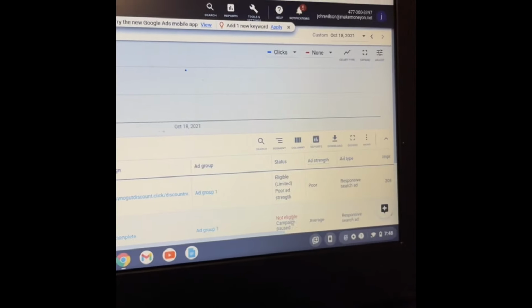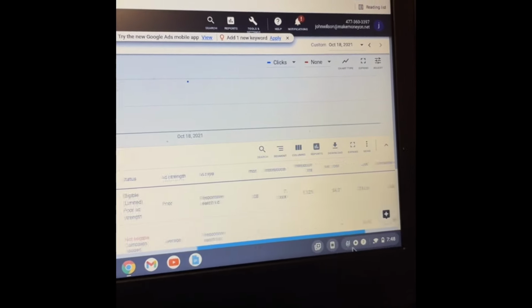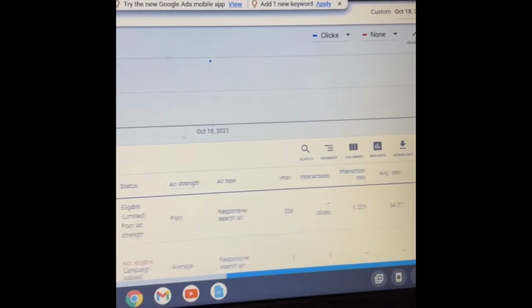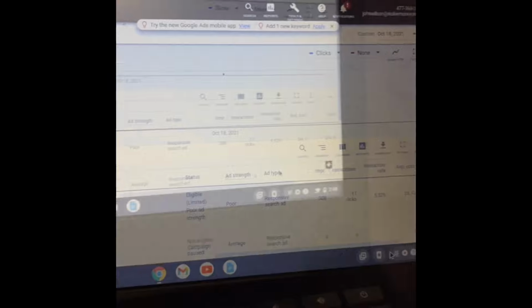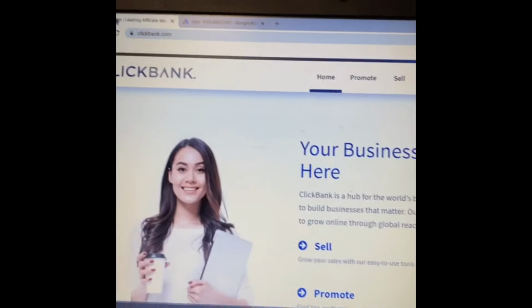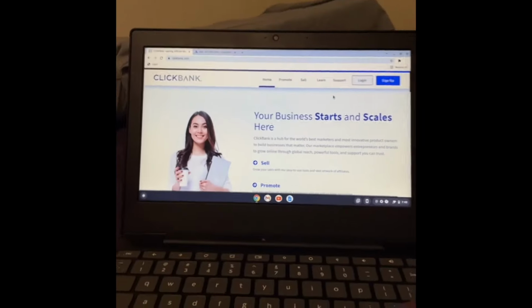Click on the ad. Okay, the ad. Yeah, the interaction rate is 5% today. It went down from yesterday. Let's head over to ClickBank, log in.